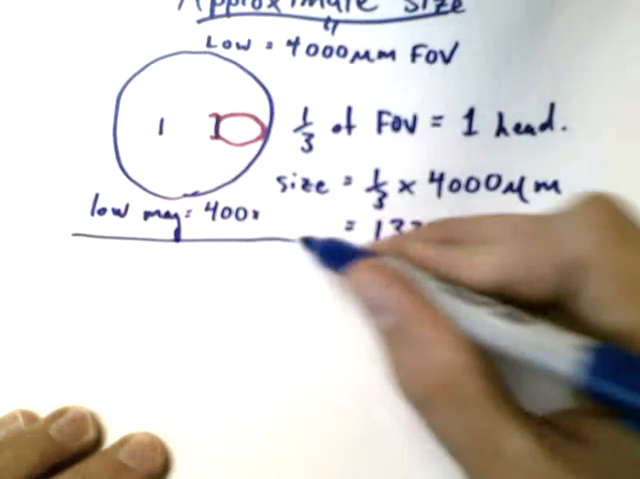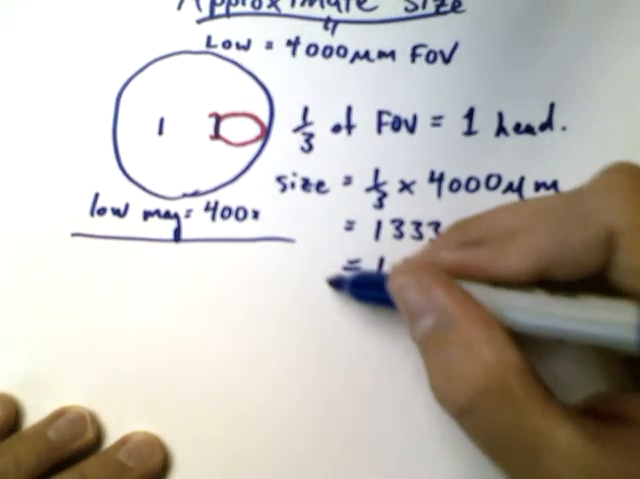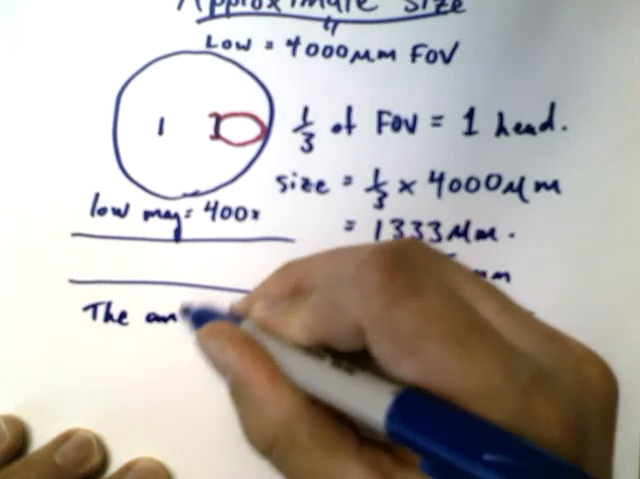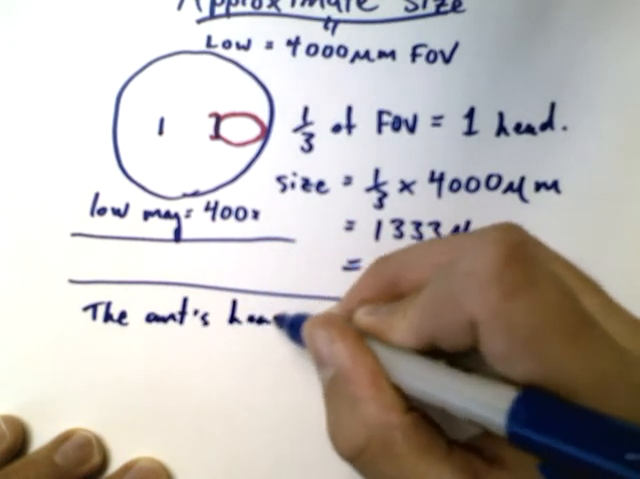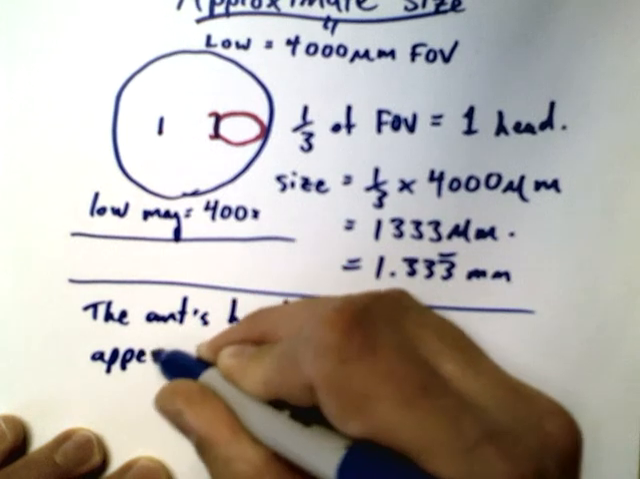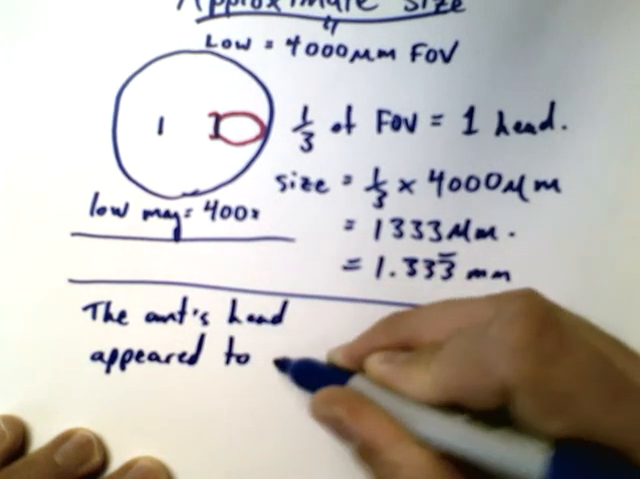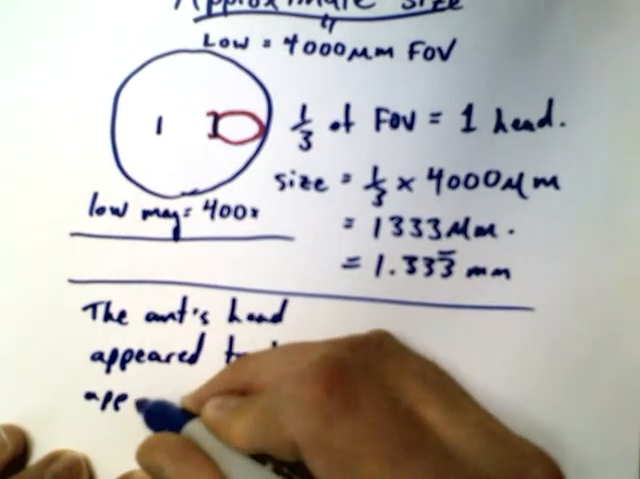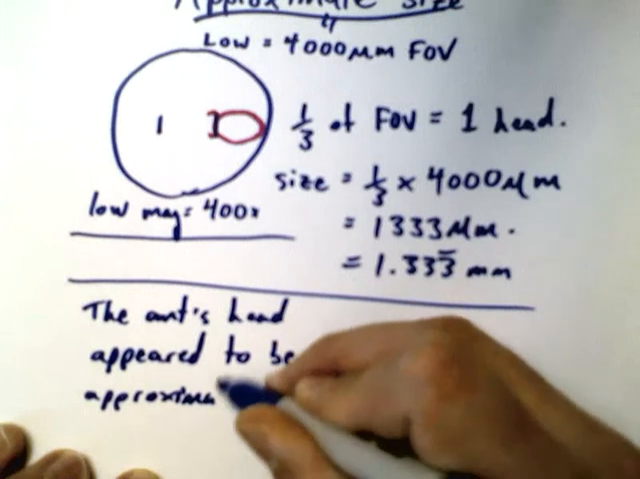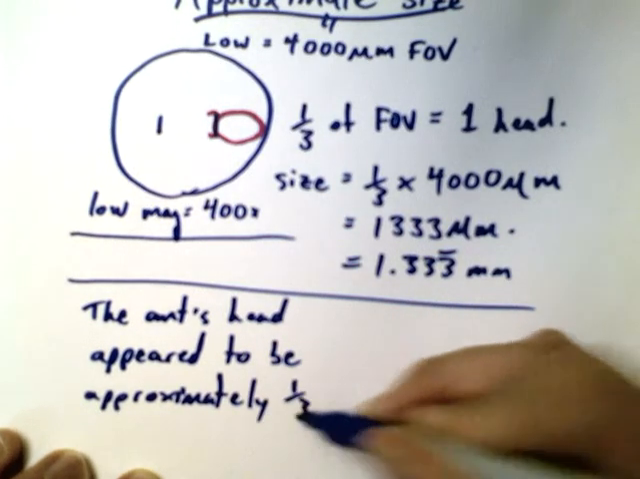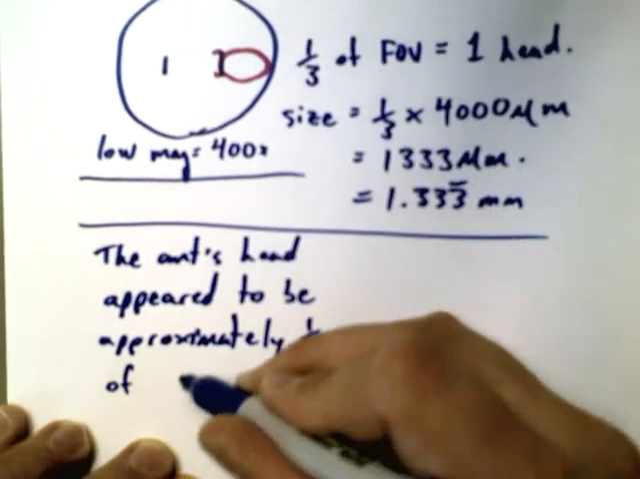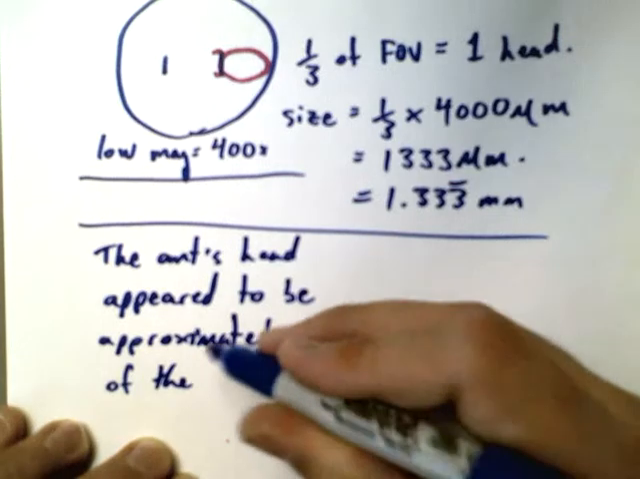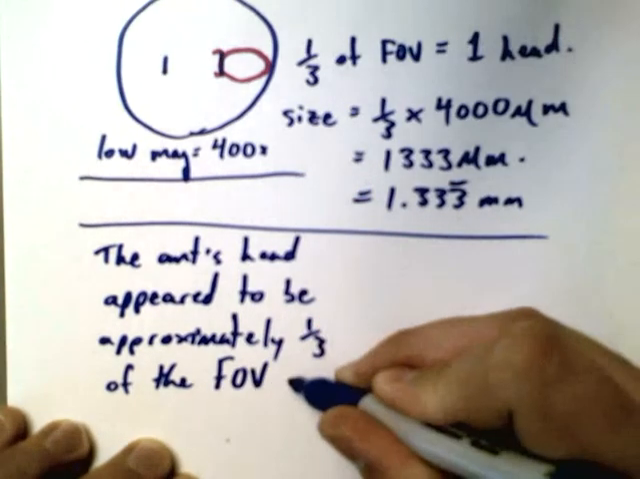And you might also want to make some qualitative observations. Again, we'll talk about the layout of those kinds of observations later on. You might say the ant's head appeared to be approximately 1/3 of the FOV diameter.